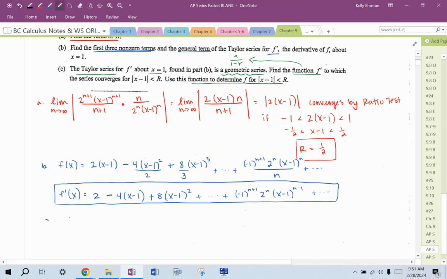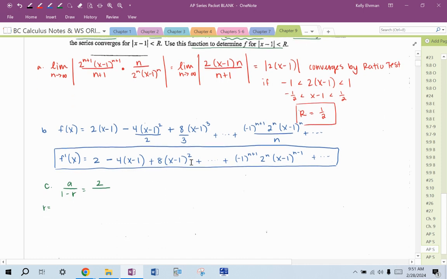So let's start one at a time here. Find f prime. We have the Taylor series for f prime. This is geometric, so the Taylor series should add up to a over 1 minus r. A is the first term, 2. R is what you get when you divide consecutive terms, and you don't need to check a bunch of consecutive terms. We're told this is geometric, so just divide the second term, including its negative sign, by the first term, and you get negative 2 times x minus 1. So 1 minus r is going to be 1 plus 2 times x minus 1.